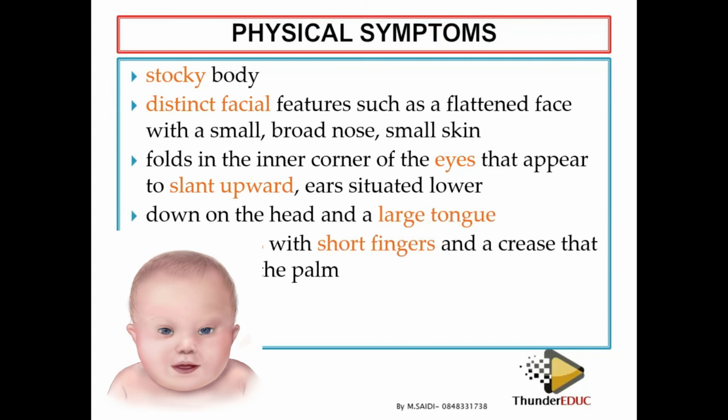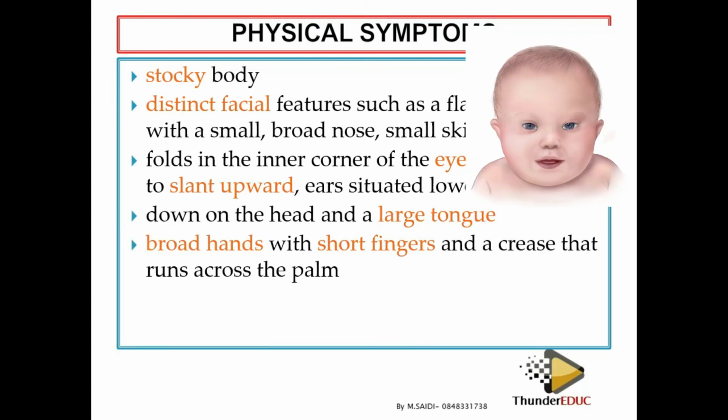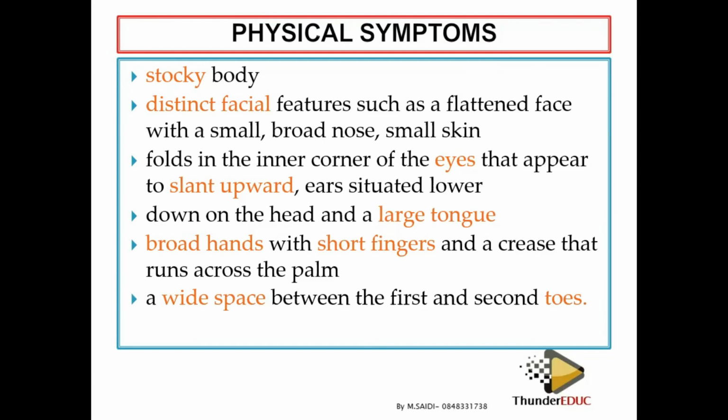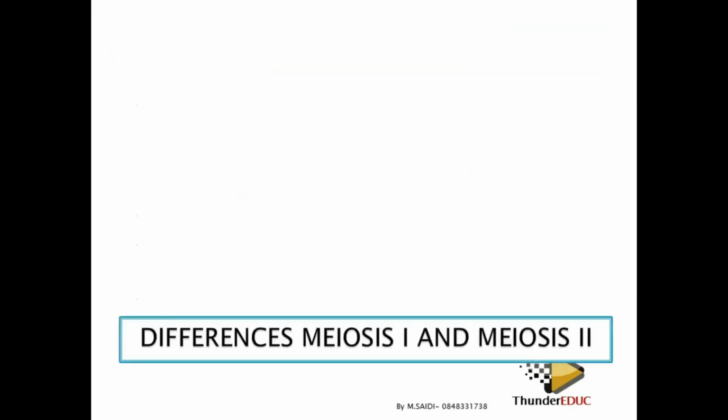And then the broad hands, the hands are big and short. Actually, the fingers are big and short. They are broad, big and short. And then a wide space between the first and the second toe. You may not see it on the kid because of the shoes, but if you get a chance for this kid to remove the shoes, you can see exactly what is happening.